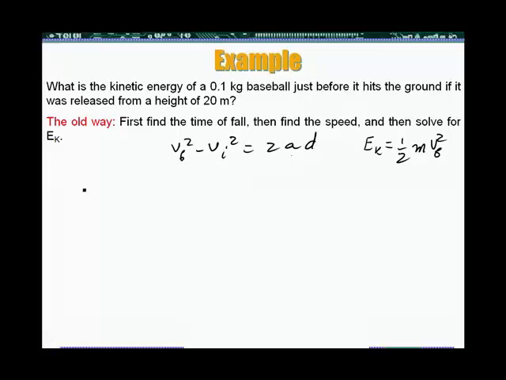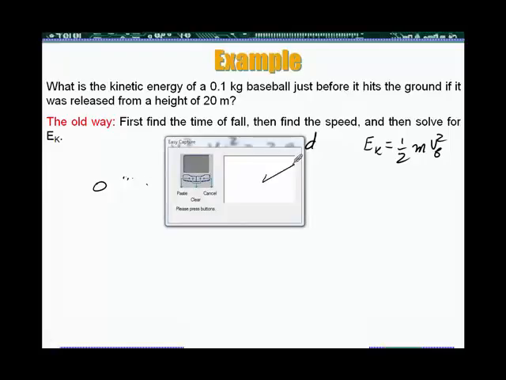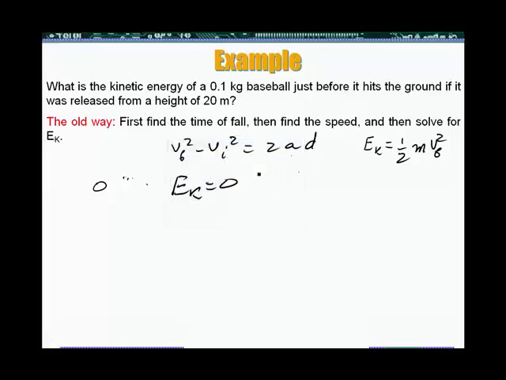Now, the new way is to consider that when the ball is at the topmost position, it's going to have a kinetic energy equal to 0, since it was released from rest. And then it's going to have a gravitational potential energy relative to ground. That's going to be mg times h. H is going to be 20 meters relative to ground.